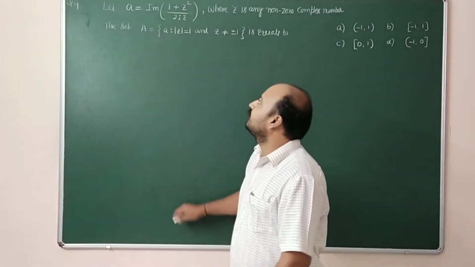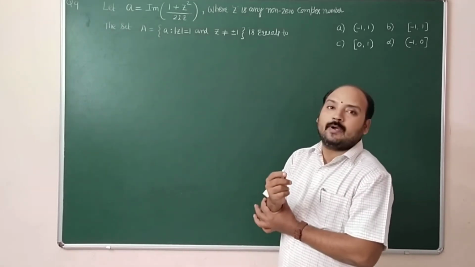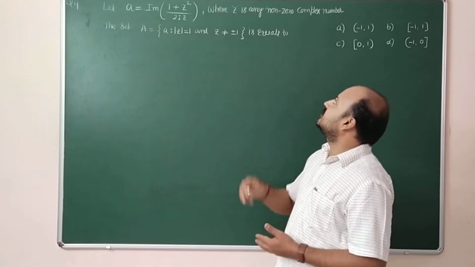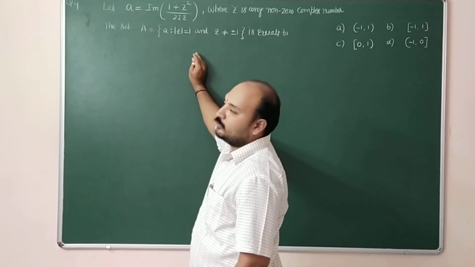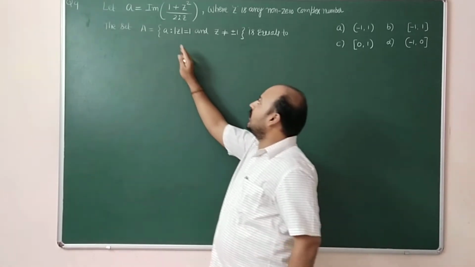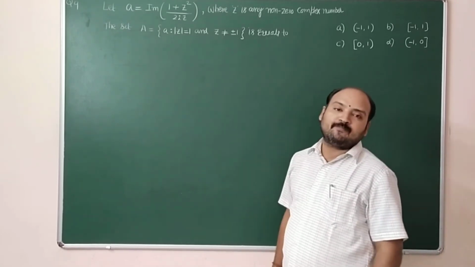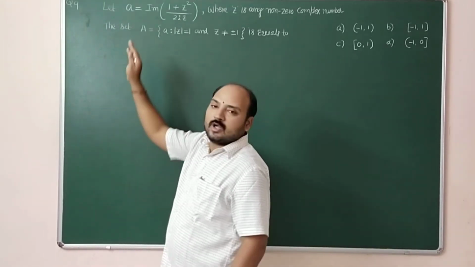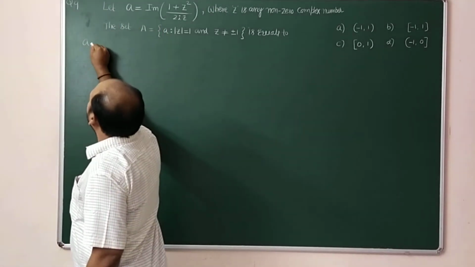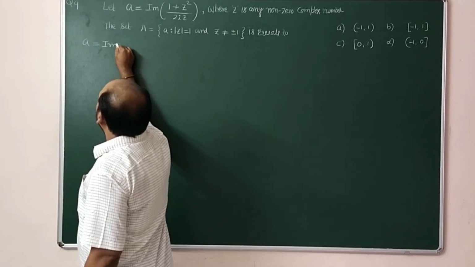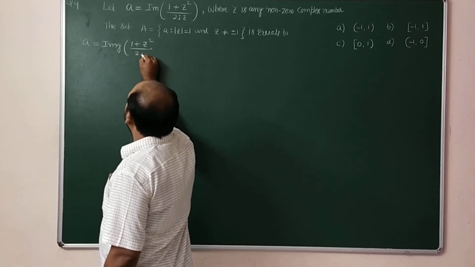The next question. Let A equal to the imaginary part of (1 plus z square) divided by 2iz, where z is any non-zero complex number. Then the set A equals, here small a, mod z is equal to 1 and mod z is not equal to plus or minus 1. The set of A values we have to calculate. So first of all, what is A here? This value A equals the imaginary part of (1 plus z square) divided by 2iz.